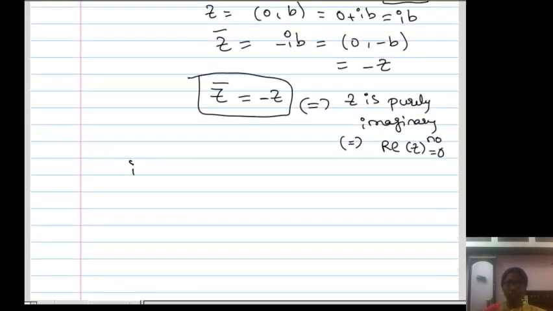Next, the fourth one. What I am telling, the next point here. Similarly, i bar, what is i bar? Minus i. So minus i bar means i. Okay, both are mutual.